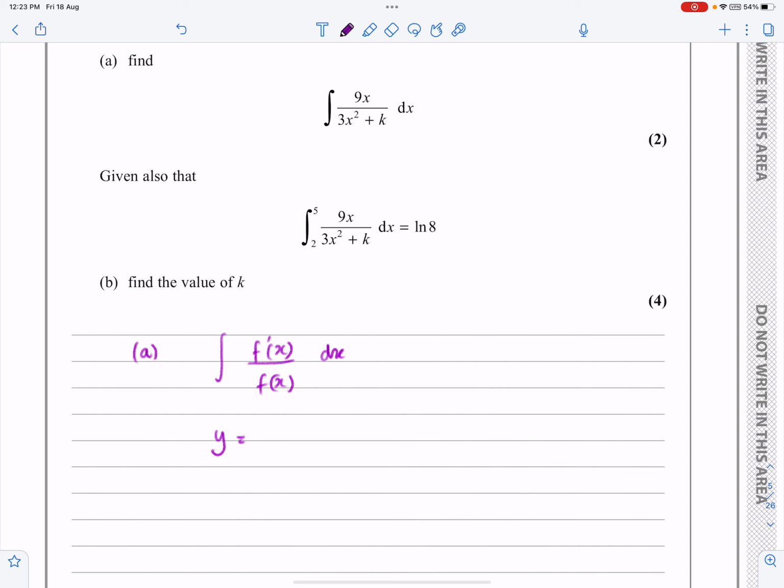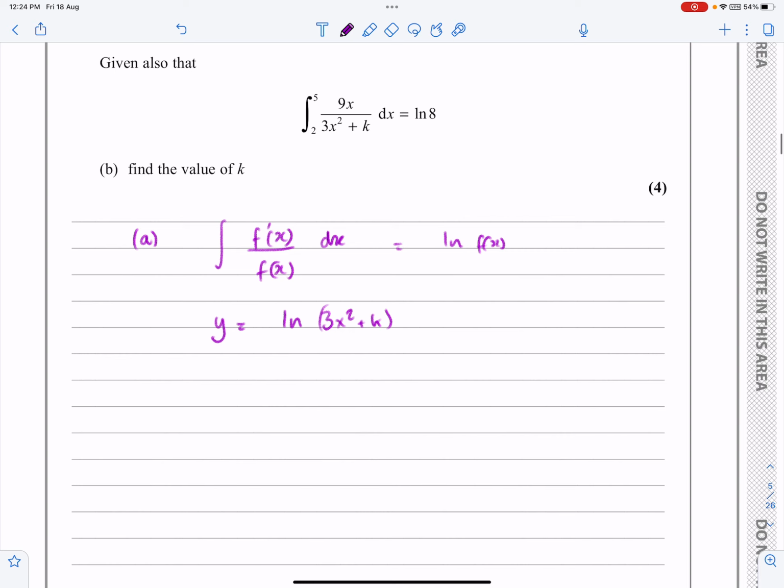So I know that the integral of f'(x) over f(x) would be equal to log f(x). So let's try log of 3x squared plus k as my attempt, and then you differentiate it. We differentiate and see just how far out we are with it. We know it's going to be some sort of multiple out. So if I differentiate log of 3x squared plus k, that's 1 over 3x squared plus k multiplied by the differential of what's in here, which is 6x.